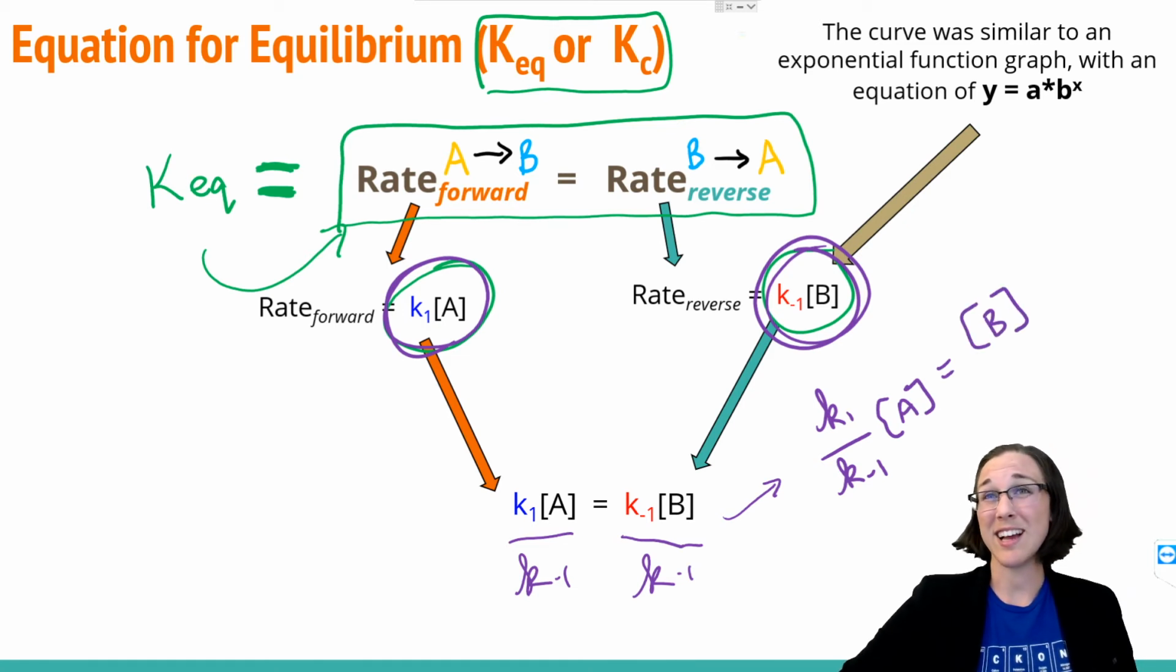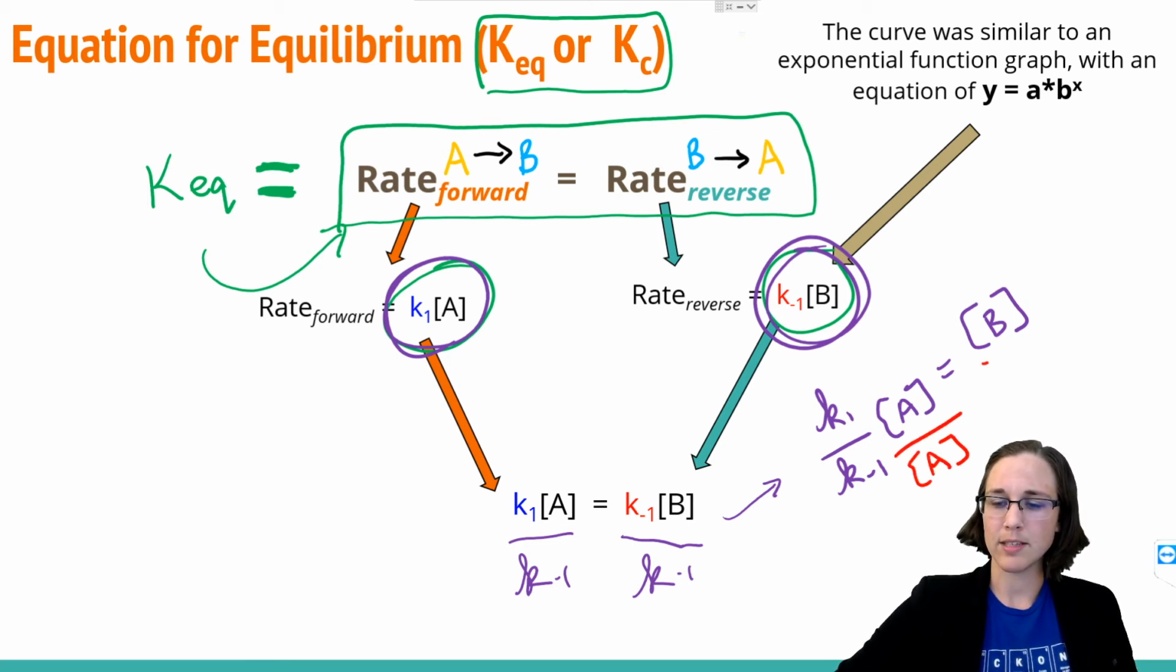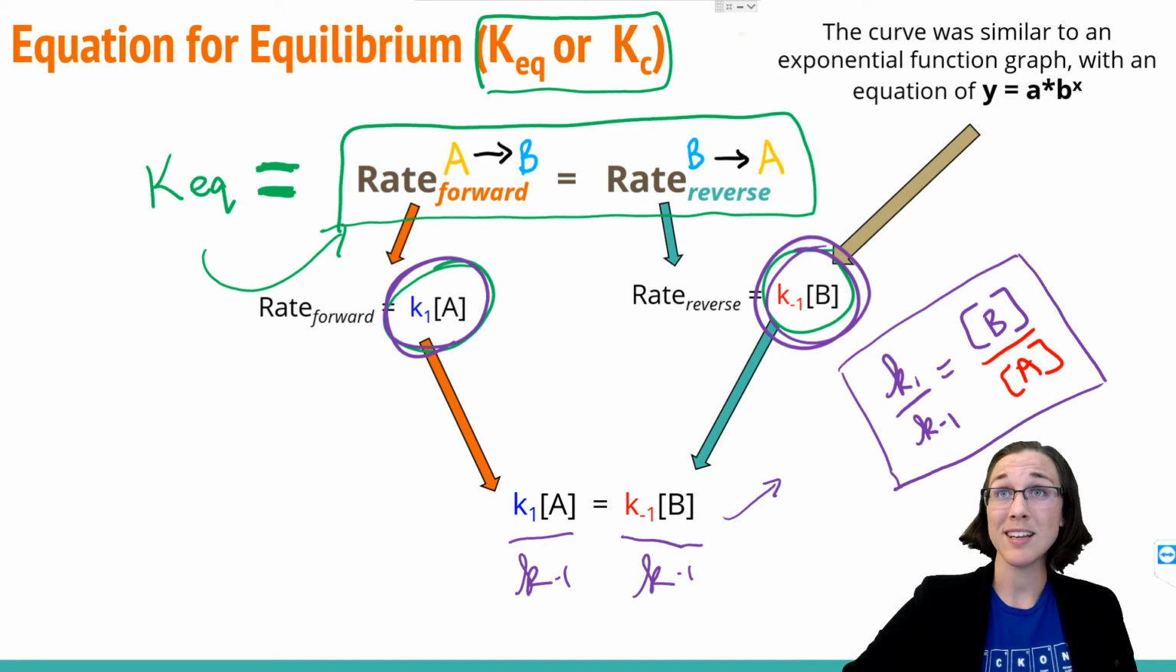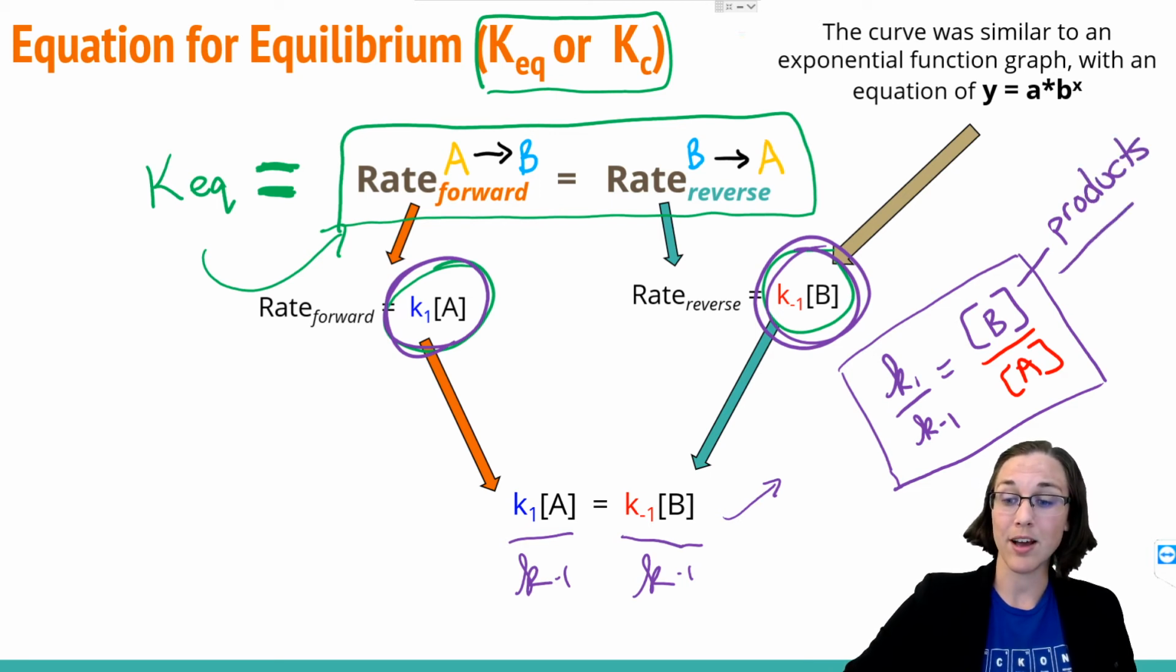We still need to get the concentrations on the same side, just for mathematical sake here. So we're going to divide off the A from both sides. And what we end up with is a new expression where the rate going forward divided by the rate of reverse is equal to the concentration of the products, because that's what B represents, divided by the concentration of the reactants, because that's what A represents.